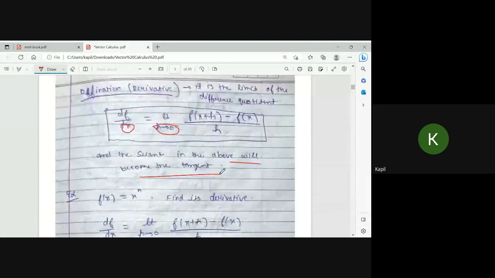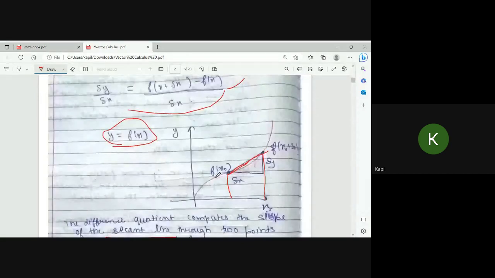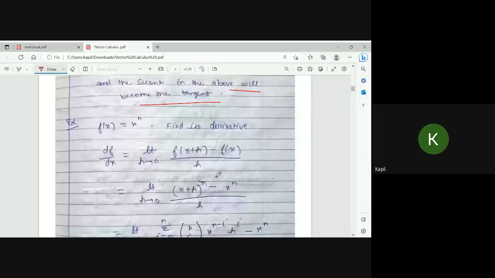So we have found the basic definition of the derivative of a function from the secant line. Now we will move forward towards an example of how to find the derivative through the basic definition, limit h tending to 0, f of x plus h minus f of x upon h. We will put in this function f of x plus h, then we will solve (x plus h) whole power n minus x power n upon h, and it can be written using the binomial expansion.